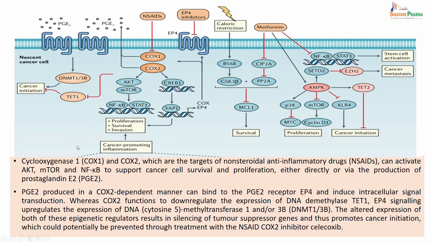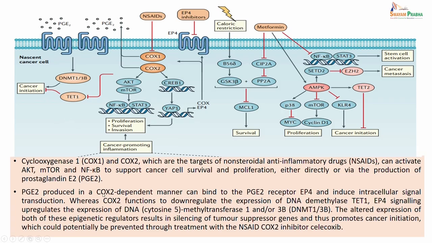Now, a little bit about the mechanism of the cyclooxygenases and how these NSAIDs are able to act. The cyclooxygenases are basically of two types, COX-1 and COX-2. These are the major targets of the non-steroidal anti-inflammatory drugs. Normally, COX can activate AKT, mTOR and NF-kappa-B to support cancer survival and proliferation, either directly or via the production of prostaglandin E2. This prostaglandin E2 will bind to the receptor called EP4.